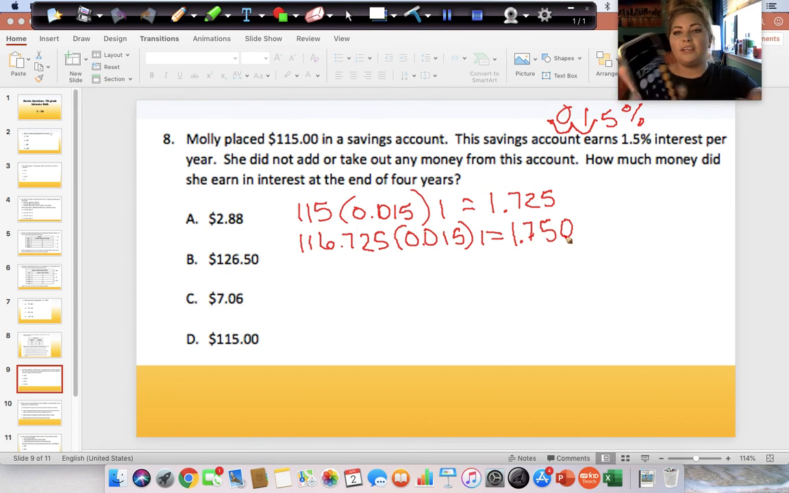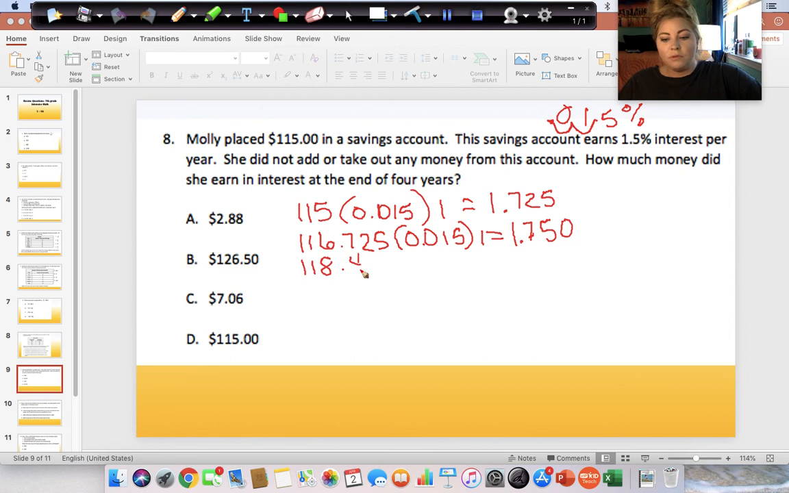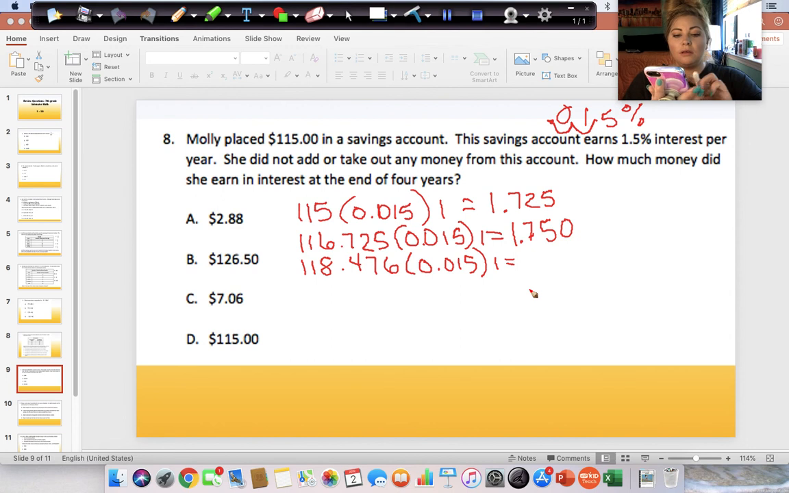Okay, and then we want to add that to the amount that she made that year. So which was the $116 and a little over 72 cents. Okay, and this is the amount that is. Again, I would round this. Okay, so now we have 118.476 maybe. Okay, and then we are going to do the same thing we've been doing. Okay, and we are going to multiply that number times 15 thousandths times 1. And this is the number we get.